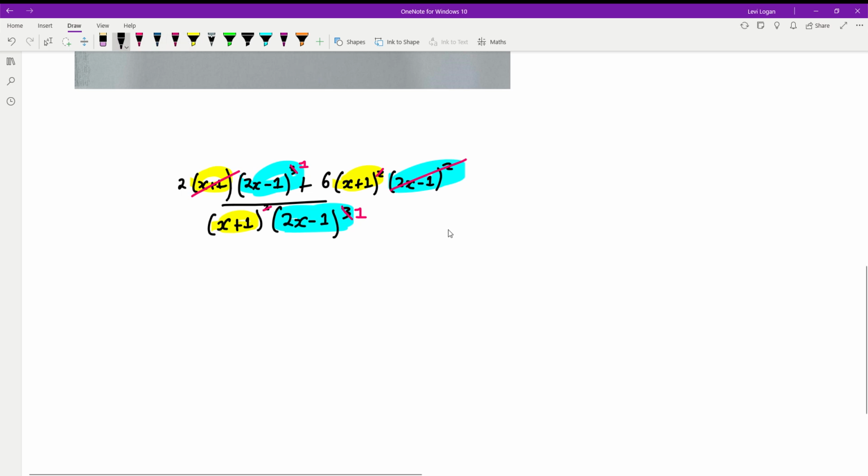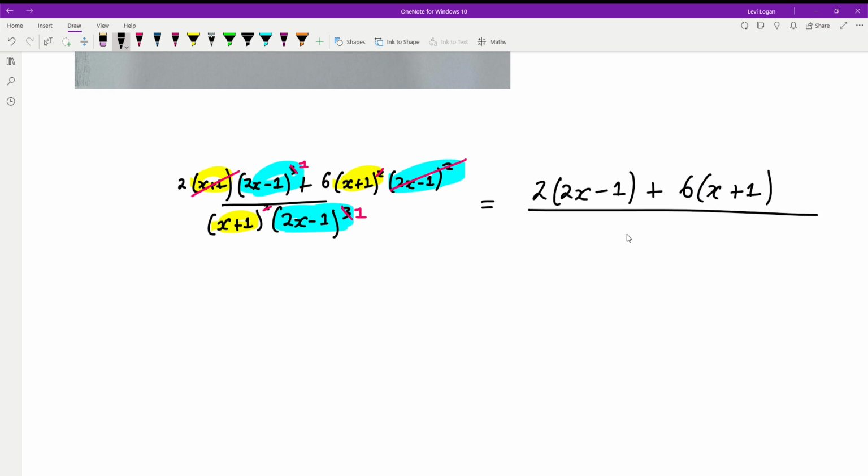What we have left over is 2 times 2x minus 1 to the power of 1, so we'll just write it like that, plus 6 times x plus 1, divided by x plus 1 and then 2x minus 1. That's all you can probably do to simplify it. You could expand the top if you wanted to, but leaving it like that is completely fine.